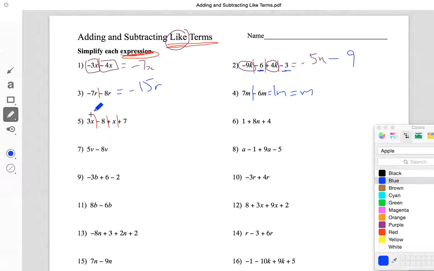Example 5 here, you've got 3x plus x. Okay, so in terms of my terms, move that around, put that back there, sorry. So 3x plus x is going to make 4x. And then minus 8 plus 7 will make minus 1. Sorry, the handwriting's a bit messy, I'm still learning how to use this program. Example 6, we've got 1, we've got 8n, we've got 4. So 1 plus 4 is 5. And then there's nothing that goes with the algebra, so it's just plus 8n.